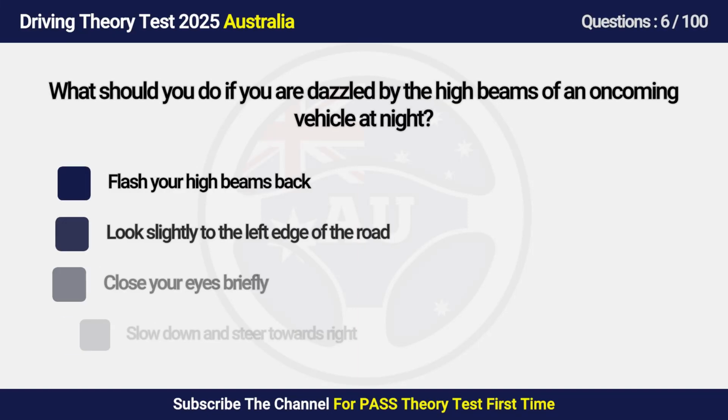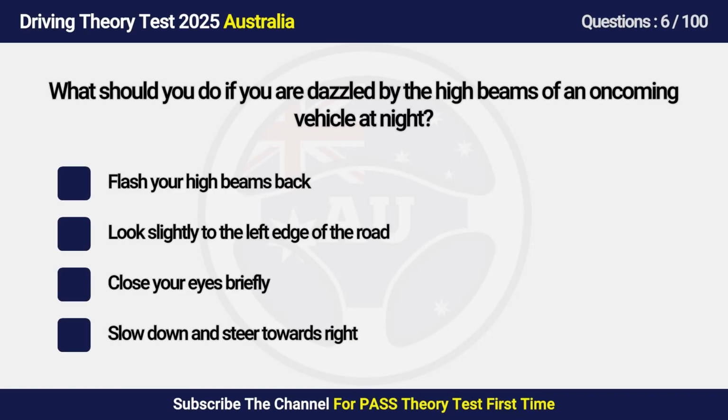Question 6. What should you do if you are dazzled by the high beams of an oncoming vehicle at night? A. Flash your high beams back. B. Look slightly to the left edge of the road. C. Close your eyes briefly. D. Slow down and steer towards right.